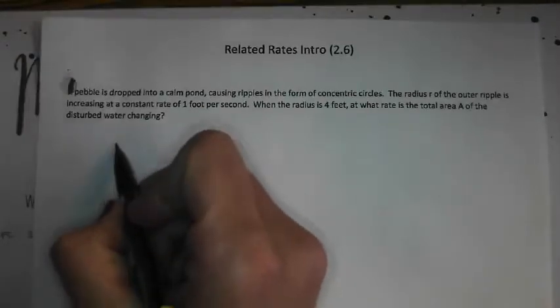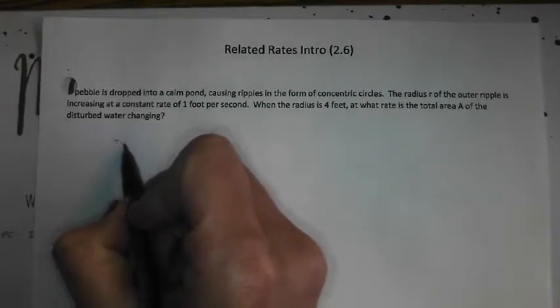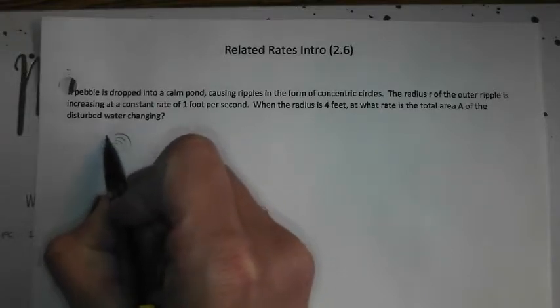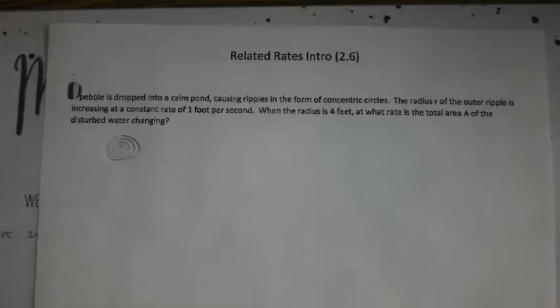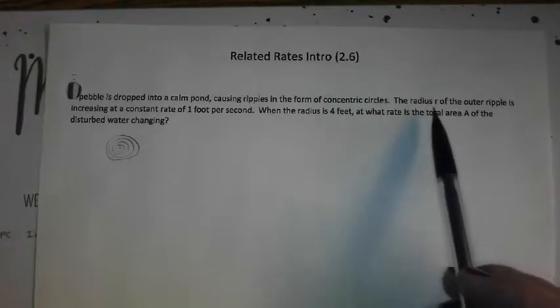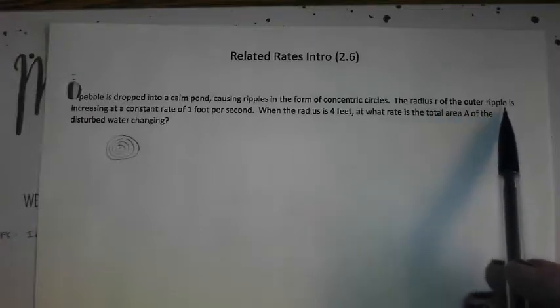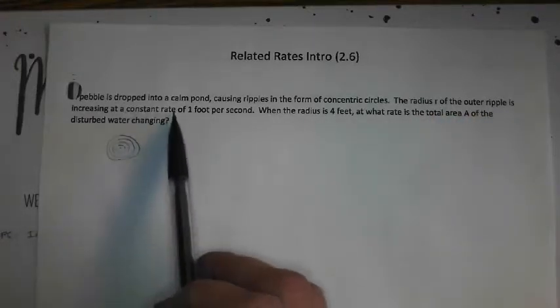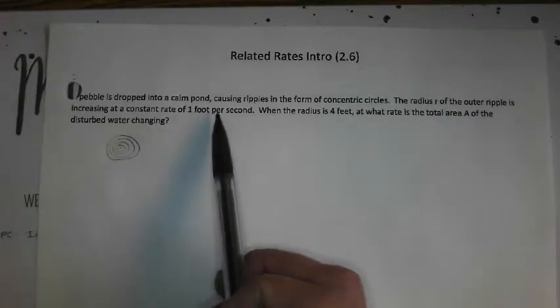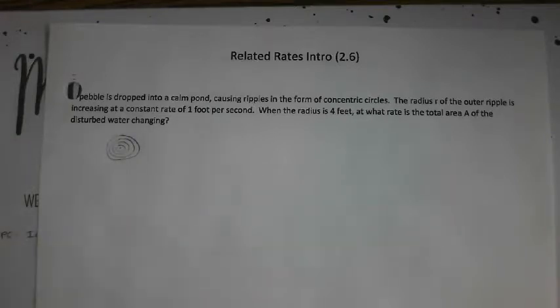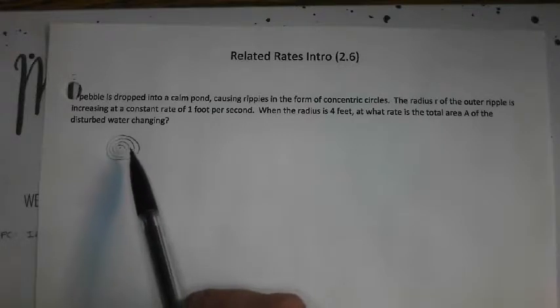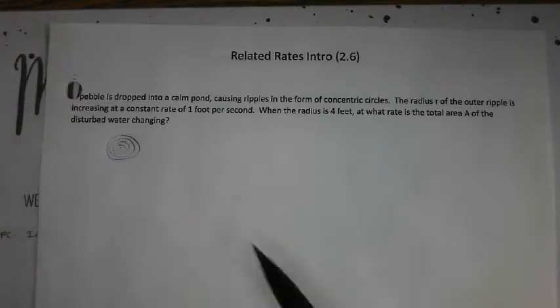Obviously, at the moment it hits, you don't have much of anything. And then as time goes on, you get multiple circles, and they get bigger and bigger. So the radius r of the outer ripple is increasing at a constant rate of 1 foot per second. So r doesn't equal 1. The radius is actually constantly growing.